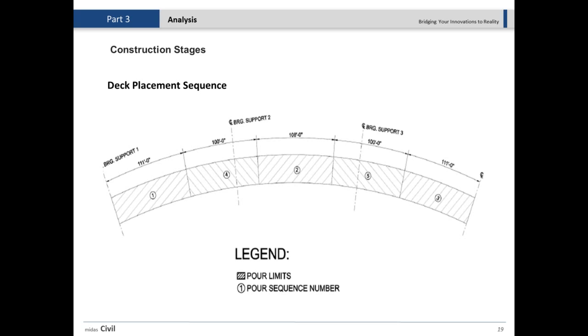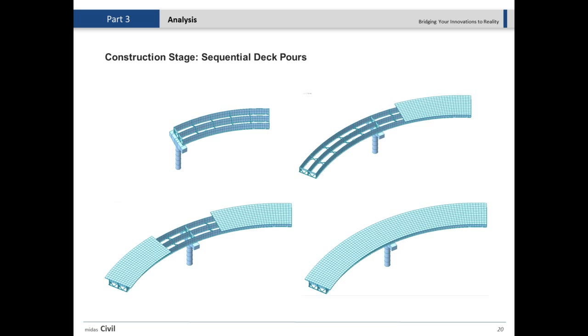So for the constructability limit state check, the non-composite steel is checked for the moment resulting from the deck placement sequences, or the moment computed assuming the entire deck is cast all at one time. Whichever one is larger, we're going to consider that one.